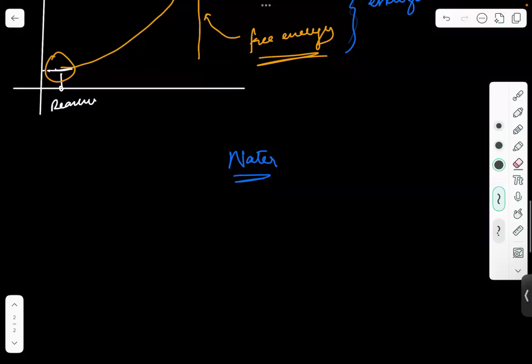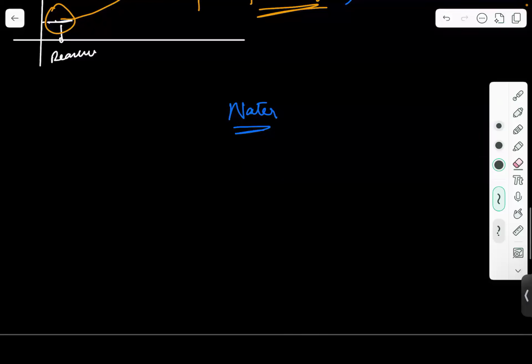So anyone who has a brain cell active right now, please tell me what is the formula of water? H2O. Good job. H2O. Good, good. What does this mean? This means one oxygen is bonded to a hydrogen on each side.